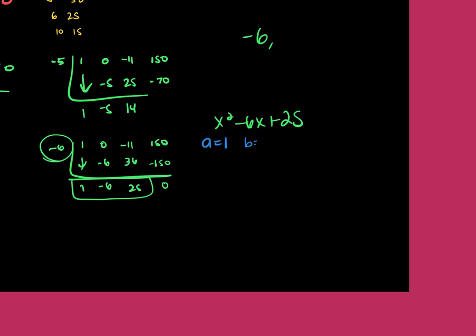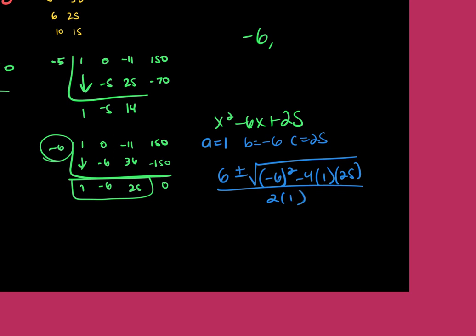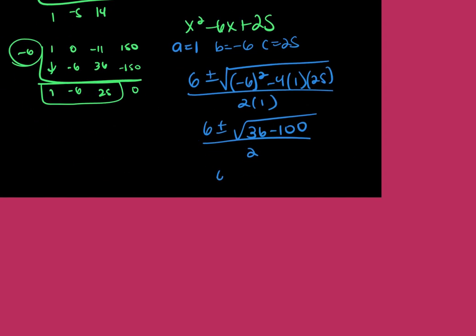A is 1, B is negative 6, C is 25. So negative 6 would be positive 6, plus and minus the square root of b squared, or negative 6 squared, minus 4 times a times c, all over 2 times a. 36 minus 100 over 2. 36 minus 100, negative 64 over 2.